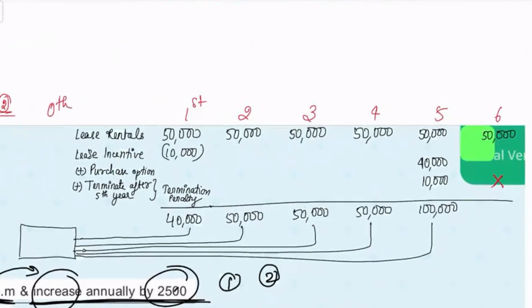So here that was a simple example. That was like you don't have variable lease payments, so you don't have any other clause.